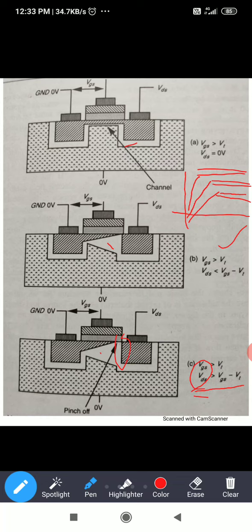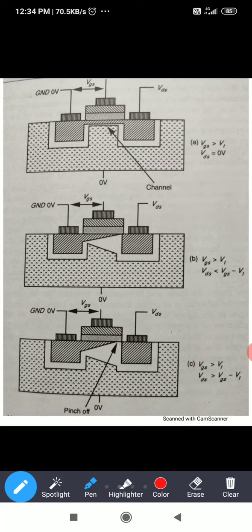Okay, this is for enhancement mode transistor. Your channel is already present, so this is called a depletion mode transistor. So now we will see the NMOS fabrication. NMOS transistor fabrication process steps we will see.